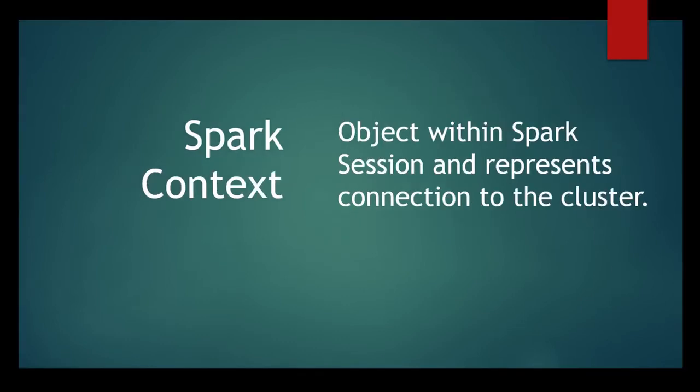Spark context is the object within a Spark session and it represents the connection to the cluster. Using Spark context, we can access low-level APIs such as RDDs and shared variables, that is, broadcast variables and accumulators, and we can run code on the cluster. We can use Spark context through the Spark session variable.